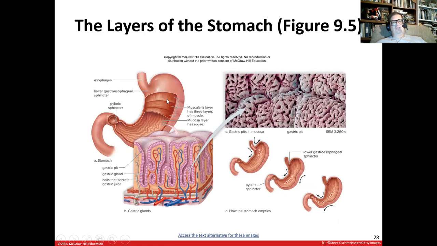The longitudinal on the outside. But this part, if they don't say it, this bulgy part here is the fundus. This narrow part here is the pylorus. The stuff in between is the body.